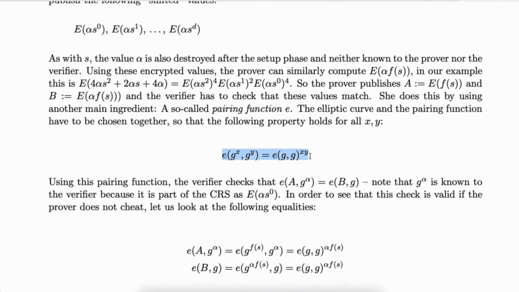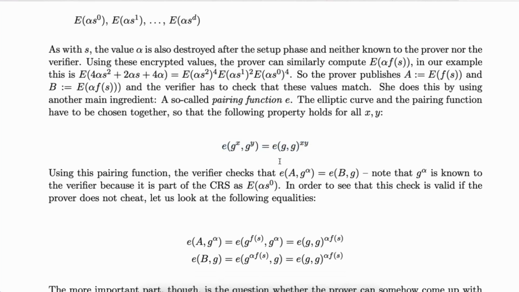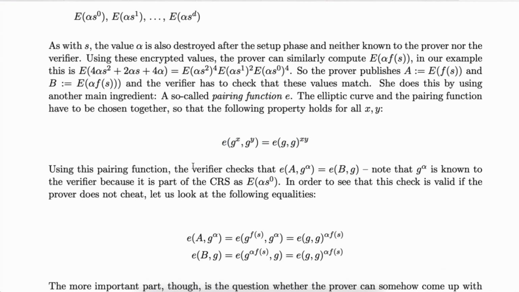Okay, so the verifier is basically running a pairing function. The verifier checks that this pair holds, and this GA is known to the verifier because it's part of the CRS, the common reference string.